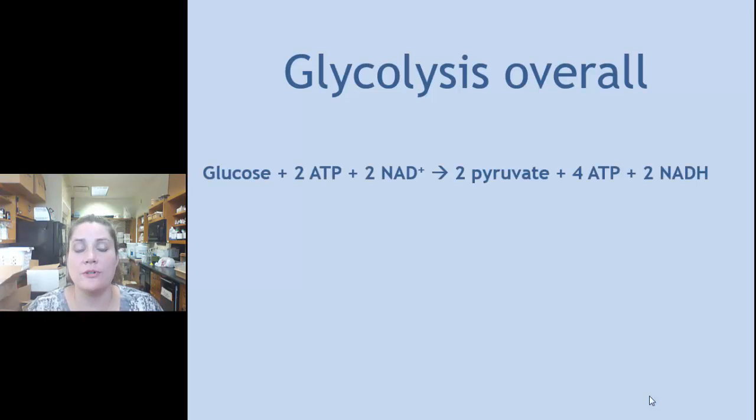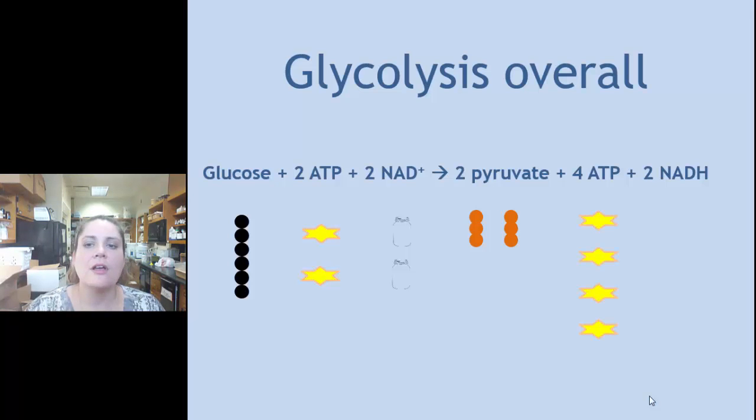Okay. So again, one more time. Overall, we've got our glucose, we've got our 2 ATP, and our 2 NAD pluses that are going to go in. And then what we're going to get out is our 2 pyruvates, which are just 3 carbon molecules, 4 ATP, and 2 NADHs. So they're now carrying those electrons. They've got the lids on top. Okay? So that's glycolysis. Glycolysis happens every time, no matter what. Glycolysis is always the start of cellular respiration.